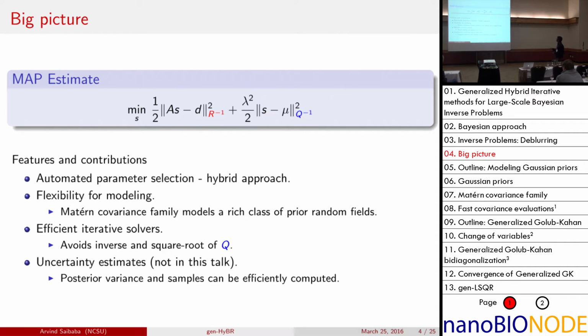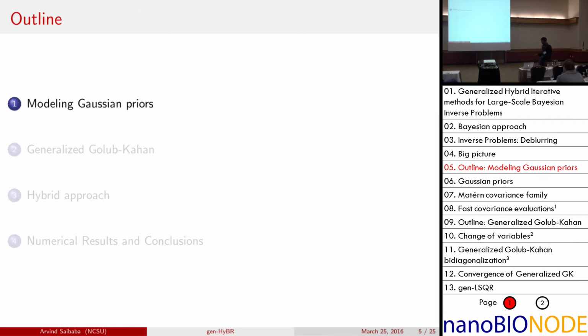And so again, dealing with this Q, we'll need some special iterative solvers. And the main idea here is that we'll avoid forming the inverse and the square root of this covariance matrix. And since this is a Bayesian approach, you can derive uncertainty estimates and take samples from your distribution. But I won't focus on this in this talk, but you can take the ideas from this talk and do these things as well.